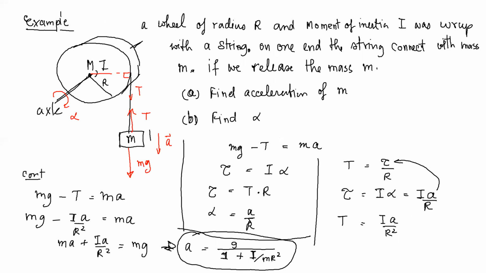Let's see another example. A wheel of radius r and moment of inertia I is wrapped with a string, and one end of the string is connected to a mass m. If we release the mass, find the acceleration of m and find alpha. Now let me explain this. You have a wheel, or a form of a cylinder, wrapped with the string, and the other end is connected to a small mass m.